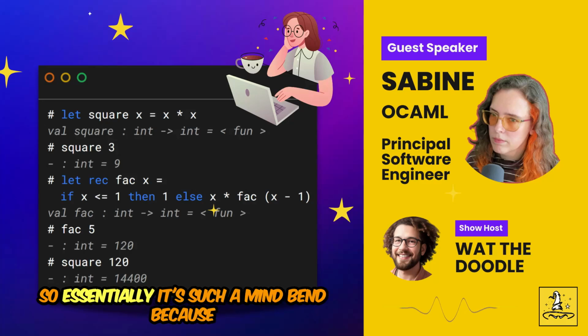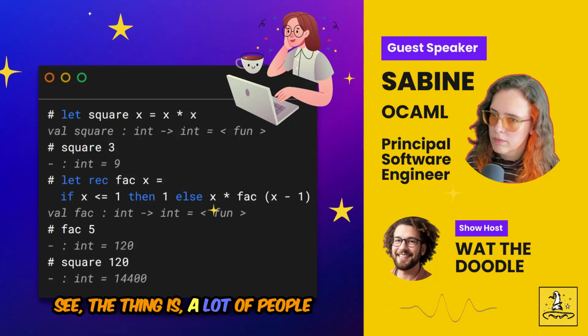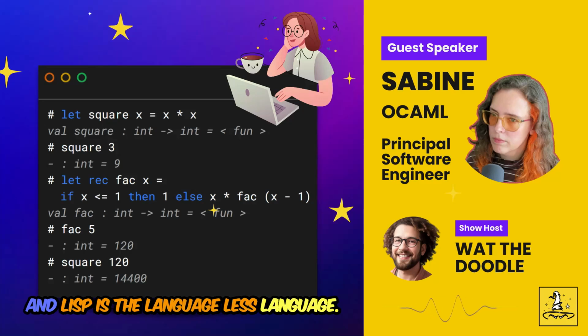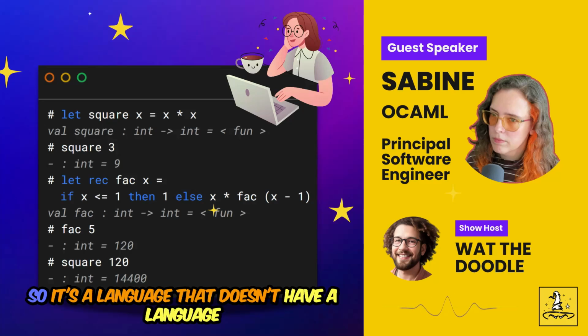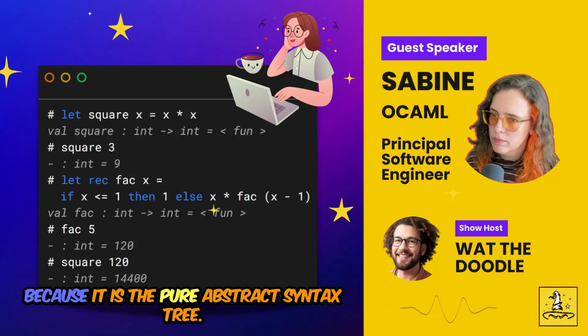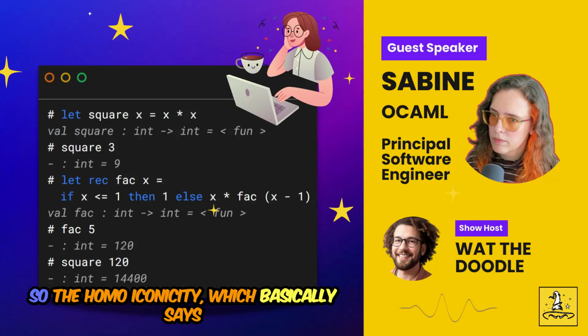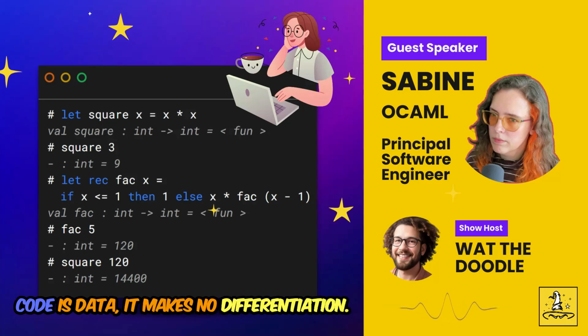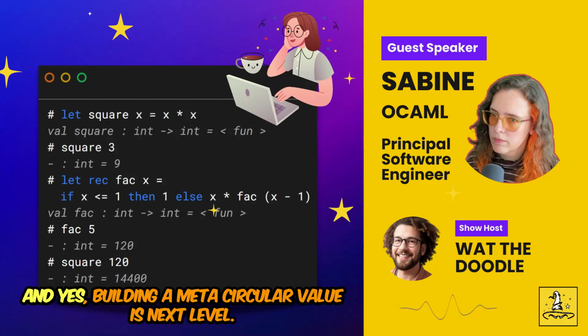It's such a mind bend, because a lot of people say, well, what language is Lisp? And Lisp is the languageless language. It's a language that doesn't have a language because it is the pure abstract syntax tree, so the homoiconicity, which basically says that data is code and code is data. It makes no differentiation. It's a complete mind bend. So building a metacircular evaluator is next level.